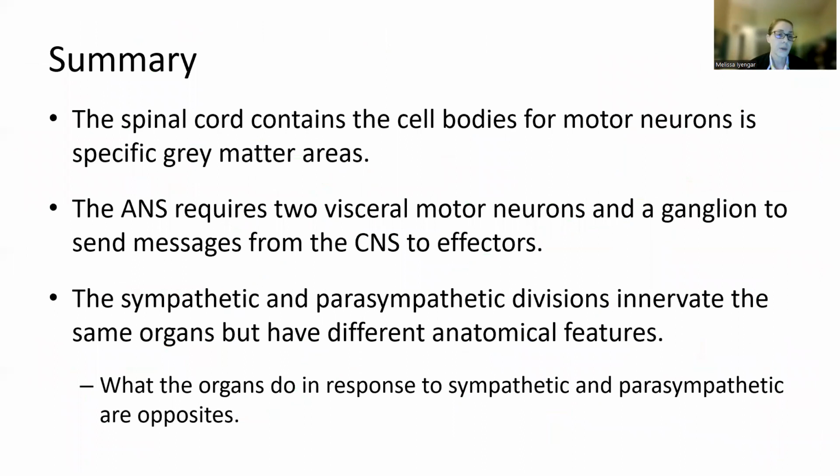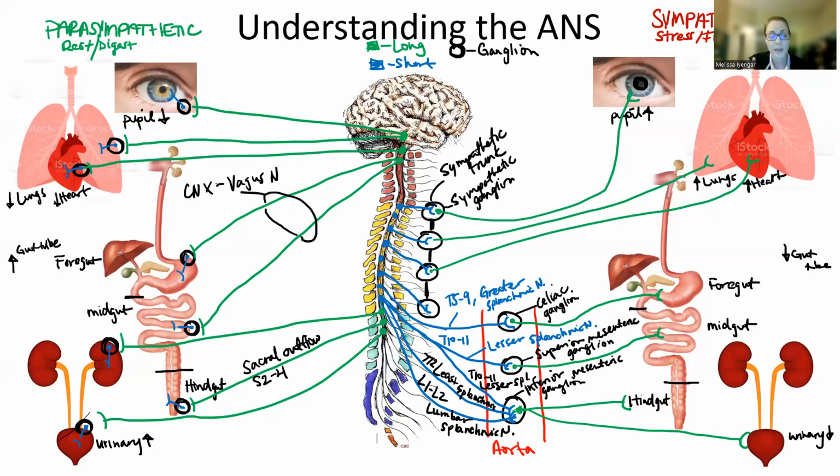So now hopefully you have a nice review of what's happening in the spinal cord. You understand we have to have two visceral motor neurons and a ganglion to send a message from the central nervous system to our effectors. Let me explain that one more time, why this has to happen. Do you see now we have multiple effectors? They're all getting a message. That message, though, is going to be different. Their message is the same, but their message is going to cause different effects.